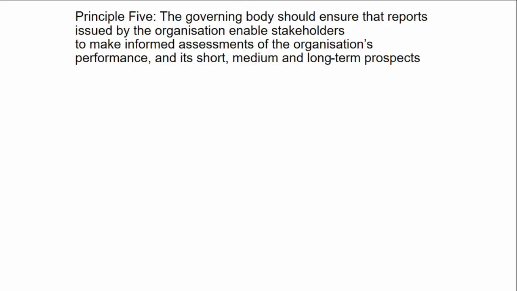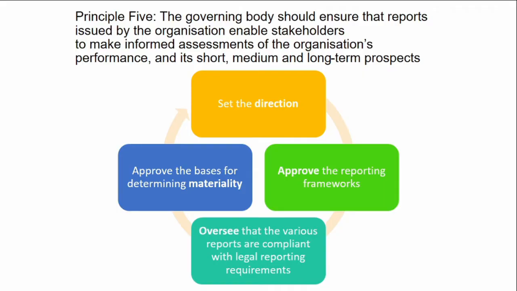Principle 5 deals with the reporting that the governing body needs to do. The governing body needs to set the direction for the tone and detailedness of the reporting that needs to be done. Before any reports are released to stakeholders, the governing body must approve all reports. The governing body must ensure that the entity is compliant with all legal or ethical reporting requirements, and finally determine materiality. When we say set direction, we want to ensure that the entity understands the conduct and approach that they need to have to reporting.